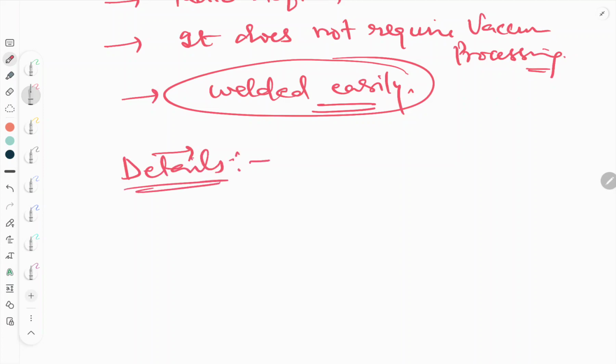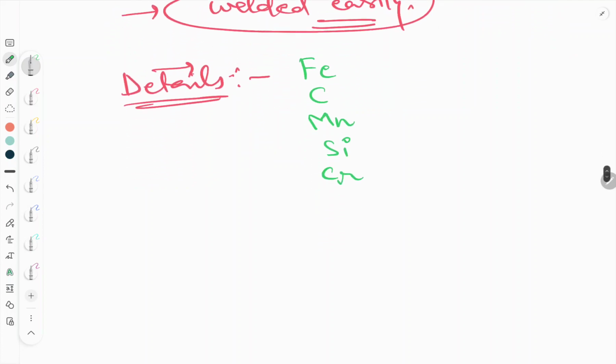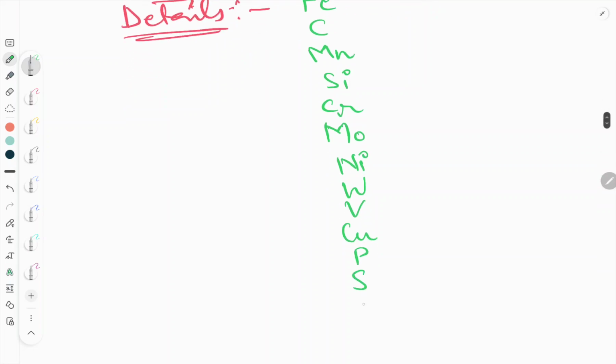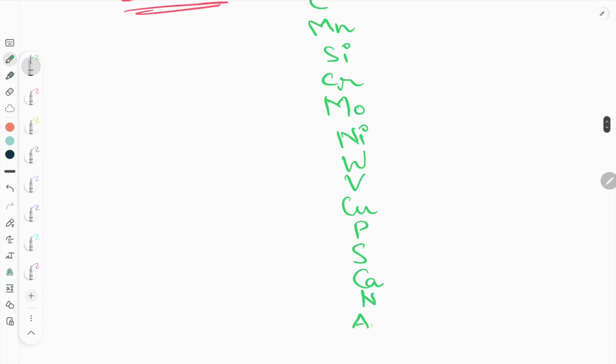I'll give out the details of the material composition by weight. First I'll write the elements: iron, carbon, manganese, silicon, chromium, moly, nickel, tungsten, vanadium, copper, phosphorus, sulfur, calcium, and some trace elements like nitrogen and aluminium also. Now I will give the material composition by weight one by one.